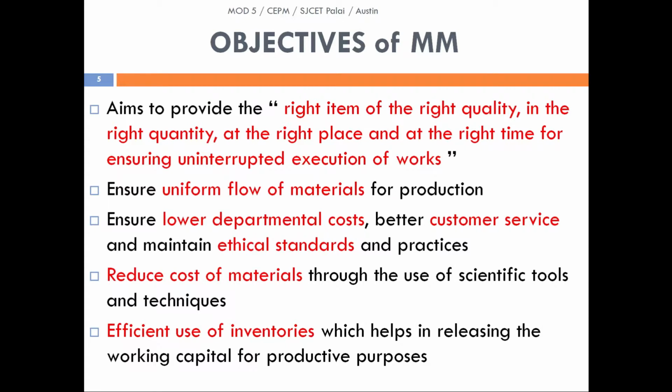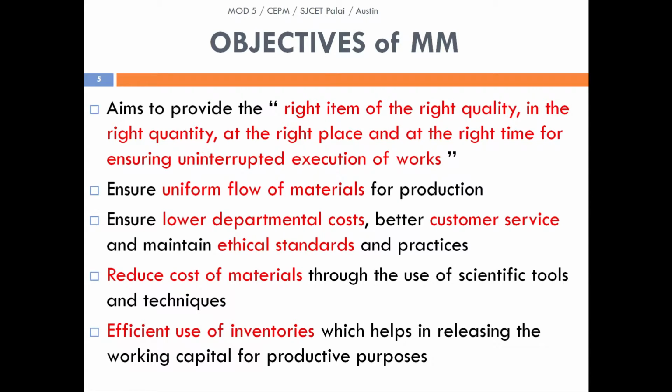For that, we need to have 5 rights. We should have the right, correct item, second one of the right good quality, of the right ample quantity, at the right place, at the right time. Then only we can say that there is an optimal flow of resources or optimal flow of materials, and there is no interruption in the execution of works in the processing organization or the processing factory or the construction site.